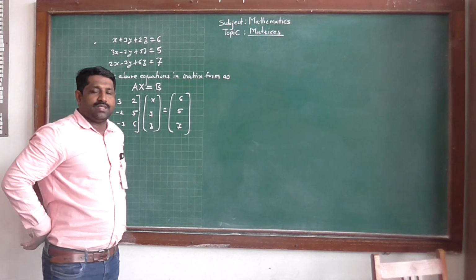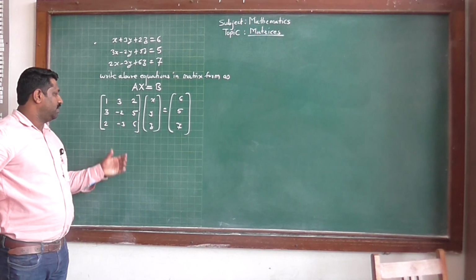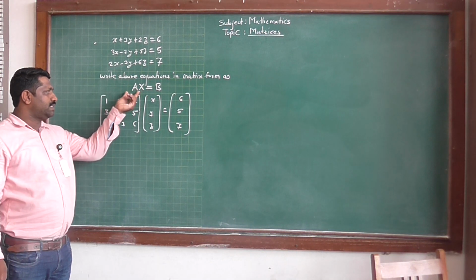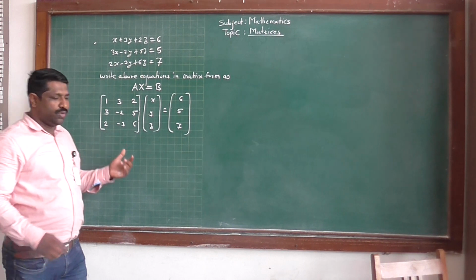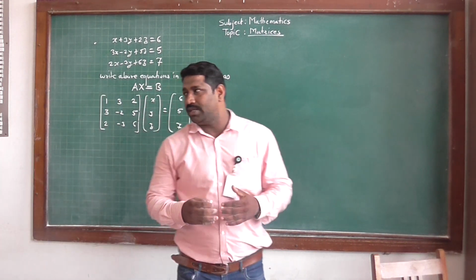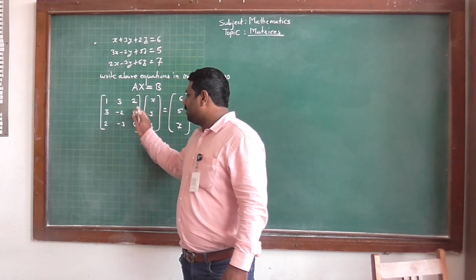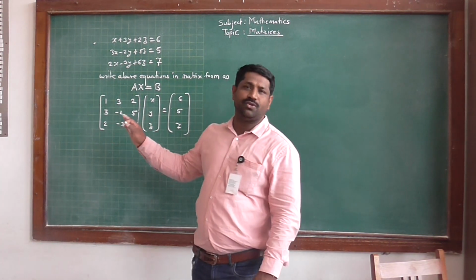Now we apply row transformations in such a way that this matrix A will convert to an upper triangular matrix, or we will apply the transformations in such a way that this matrix will contain at least 3 zeros.